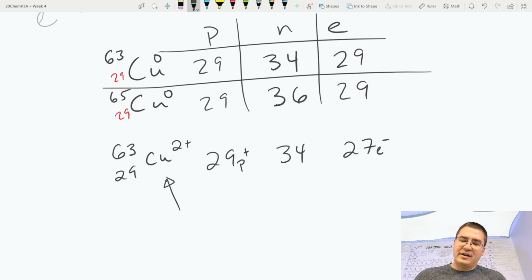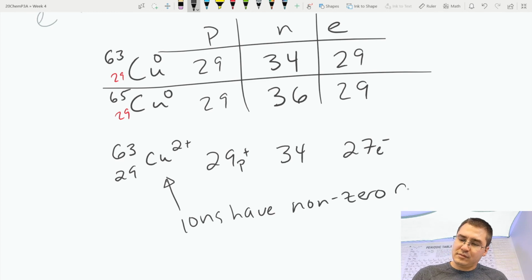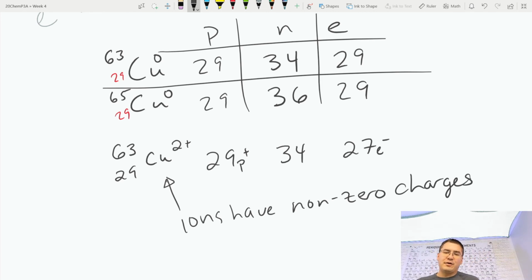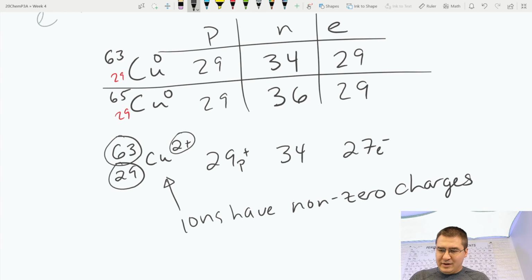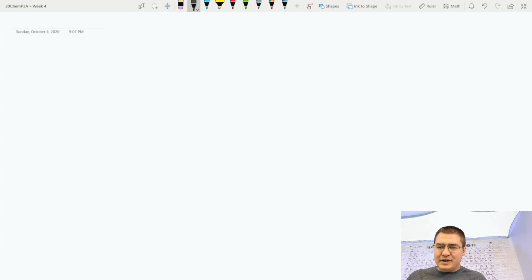This is called an ion. So ions have non-zero charges. But right now we're going to focus more on isotopes. We're going to ignore this number up in the upper right. Again, we're focusing only on mass number and atomic number. Okay, but I know I'm talking electrons. I don't want you to just think they're unimportant. We're just not quite to them yet. Let's see, what else can we talk about?